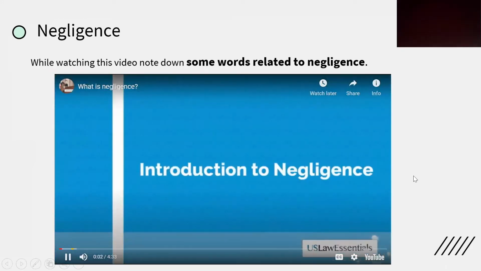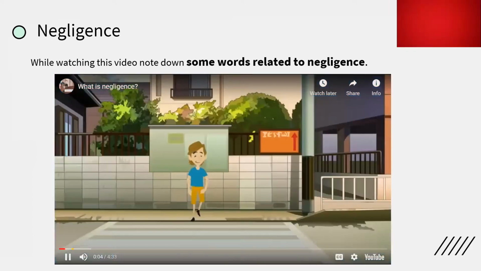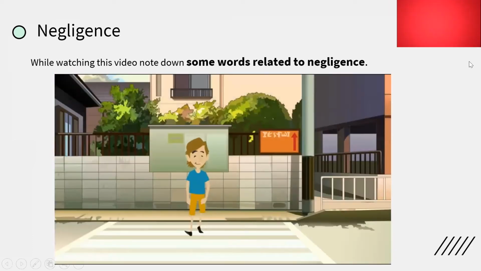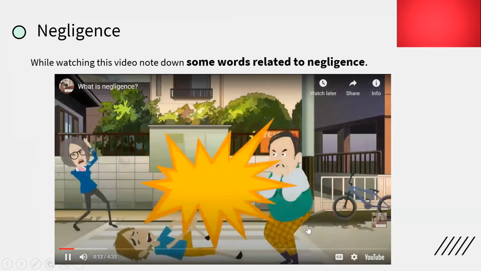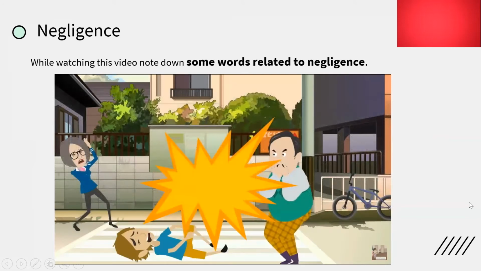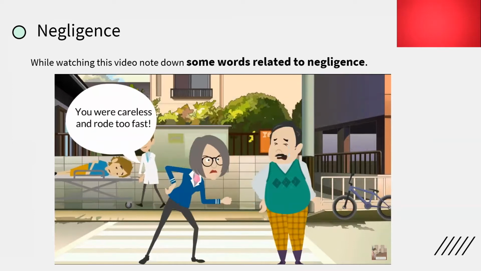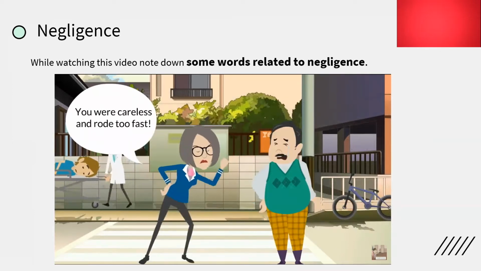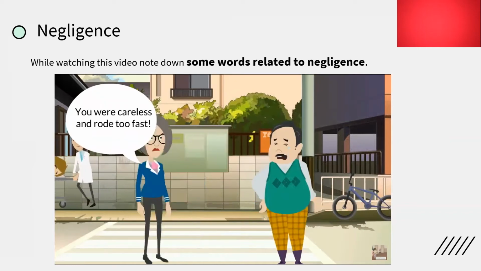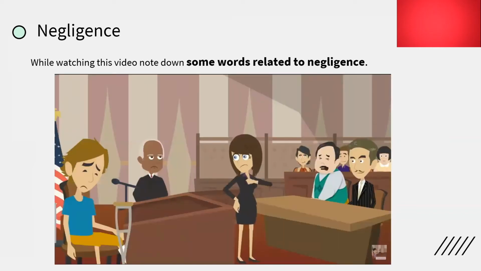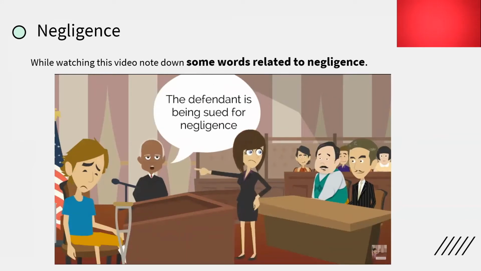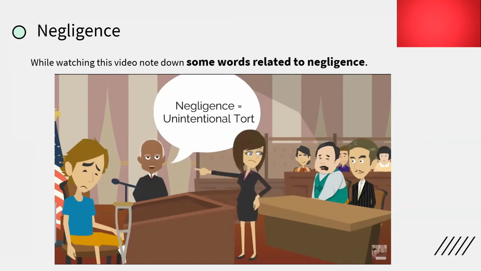In this video, we will introduce negligence. We'll say Perry is crossing the street, and just then, Dudley comes riding by on his bicycle into the intersection too fast, and there's an accident, and Perry gets hurt. In everyday conversation, we would say that Dudley was careless and that his carelessness caused the accident. But if the parties go to court, we would say that this is a case about negligence. The defendant is being sued for being negligent. Negligence is another name for an unintentional tort.